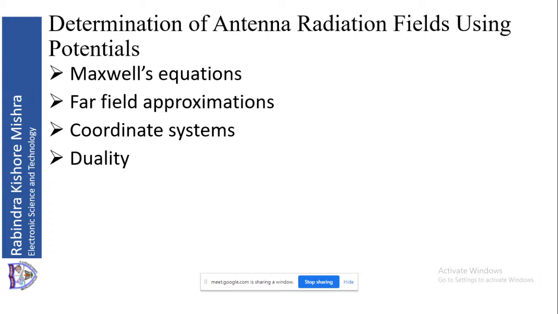In determination of antenna radiation field using potentials, you start with Maxwell's equations. So try to remember Maxwell's equations both in time domain and in frequency domain. Frequency domain means Maxwell's equations for time harmonic field. Time harmonic field is always a monochromatic field. Remember that. Monochromatic means there is only one frequency, not more than one. You do the analysis for one frequency, then you can use Fourier series or Fourier transform to find the performance over a broadband of frequencies.